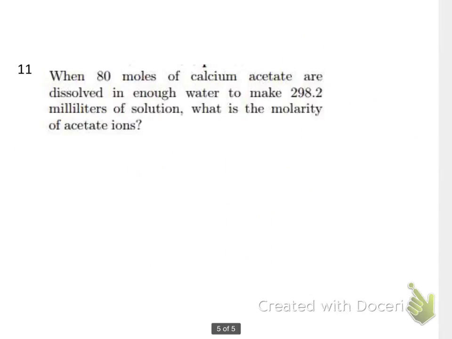All right, let's do one more. This is number 11. When 80 moles of calcium acetate are dissolved in enough water to make 298.2 milliliters of solution, what is the molarity of acetate ions? Okay, so what I'm doing is I'm taking calcium acetate. Acetate ion is a -1 charge, so I need 2 of those to balance out the calcium plus 2.